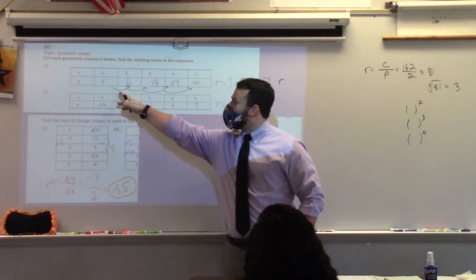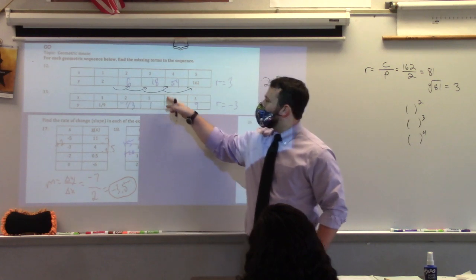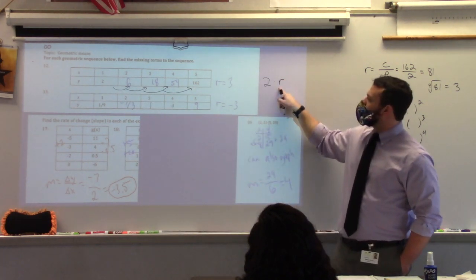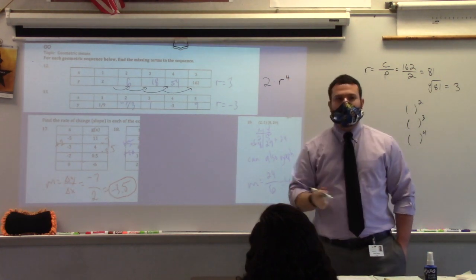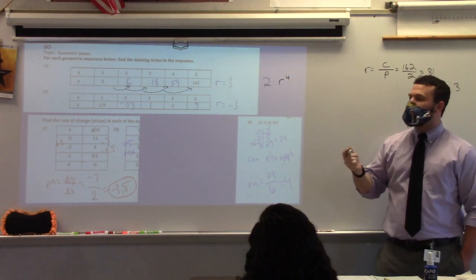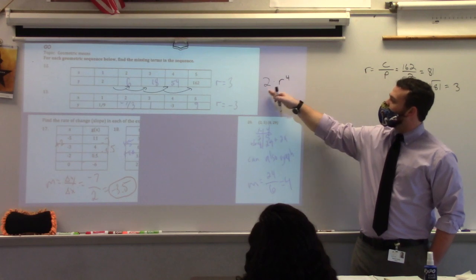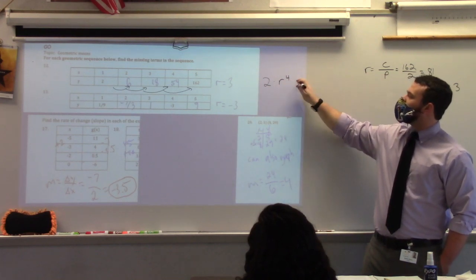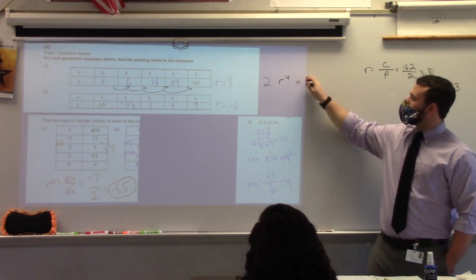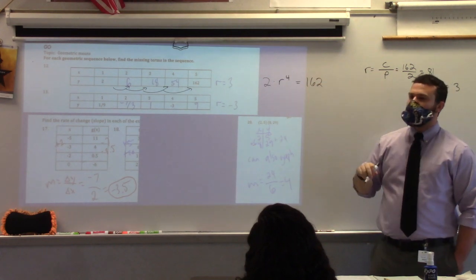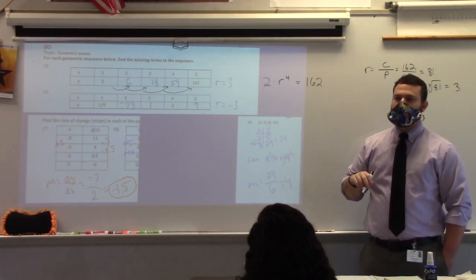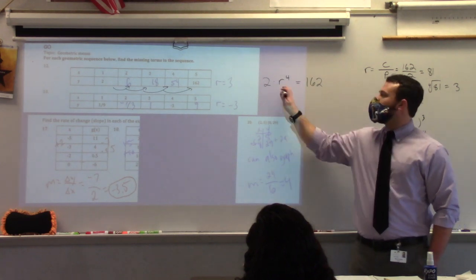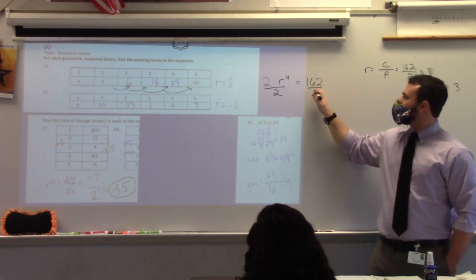How many times am I multiplying by r? 4. So it would be r to the 4th. Repeated multiplication is shown through an exponent, so r to the 4th. After I started at 2 and I multiplied by r 4 times, what do I get to? 162. And then how would I solve this? Divide by 2. The inverse of multiplication is division.